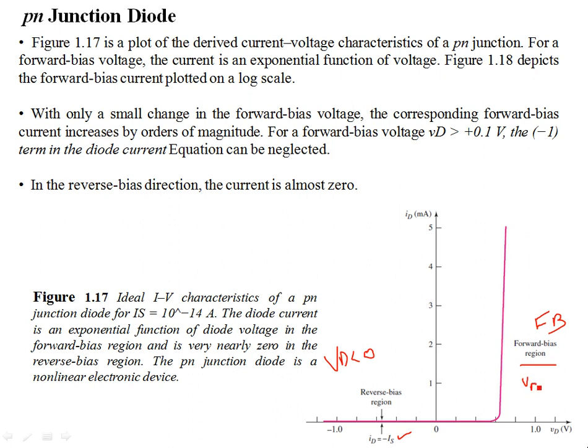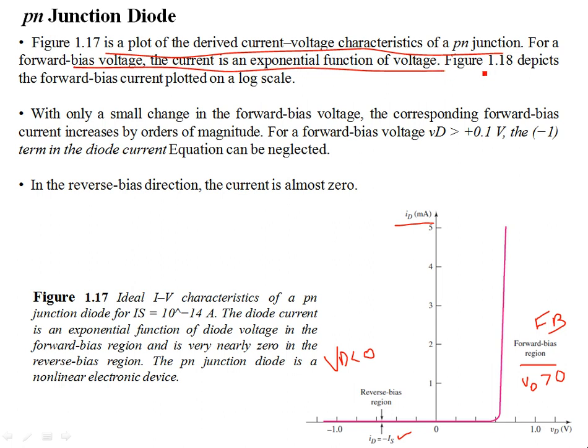So as long as VD is greater than 0, you have a forward bias junction. You can increase your current exponentially. You can see over here, current is rising exponentially. Figure 1.17 is a plot of a derived current-voltage characteristic of a PN junction, and for forward bias voltage, the current is an exponential function of the voltage.